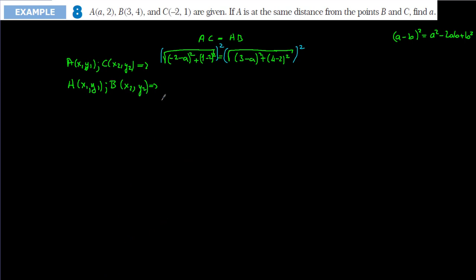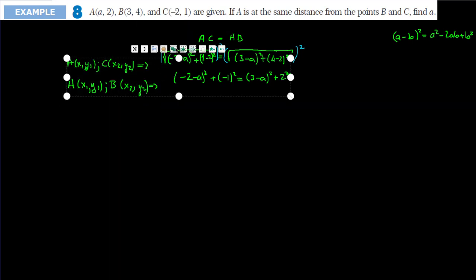which means that this is going to be equal to (minus 2 minus a) square, and (1 minus 2) square, which is (minus 1) square, is equal to (3 minus a) square plus (4 minus 2) square, which is 2 square. It has to be here. I think it's good to take these from here.